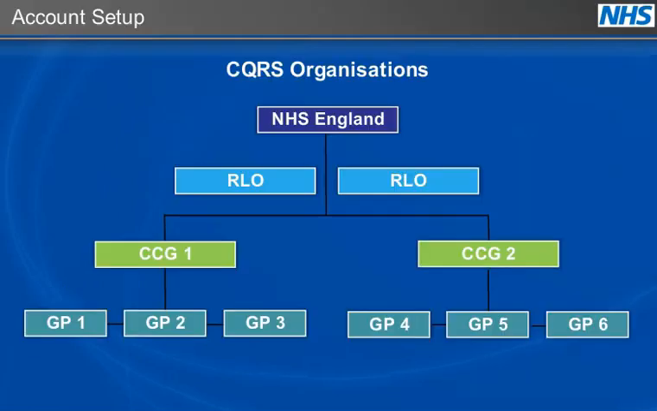This graphic illustrates how advanced user administrators will set up other administrators and users within the CQRS organization structure. The advanced user administrators will be able to create users in their own organization and other descendant organizations. For example, a CCG advanced user administrator will be able to create users in their descendant GP practices. By creating a user at the GP practice with a user administrator role, that user at the GP practice can now create as many users with the appropriate roles as it needs.